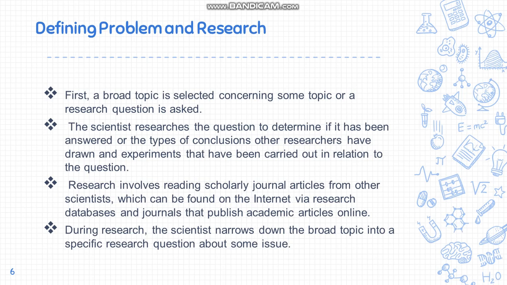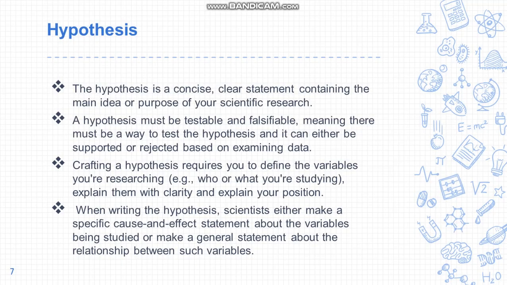Research involves reading scholarly journal articles from other scientists which can be found on the internet via research databases and journals as published academic articles. And during research the scientist narrows down the broad topic into a specific research question about some issue. It is the first step.